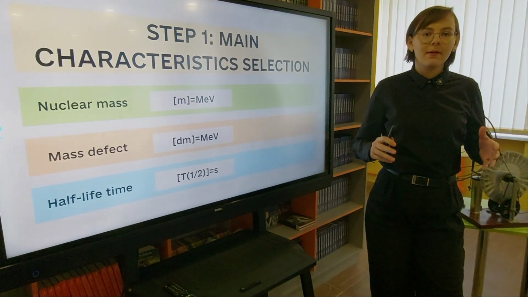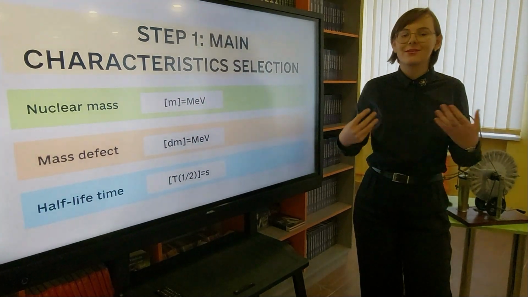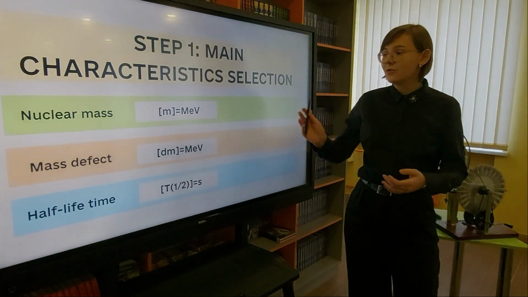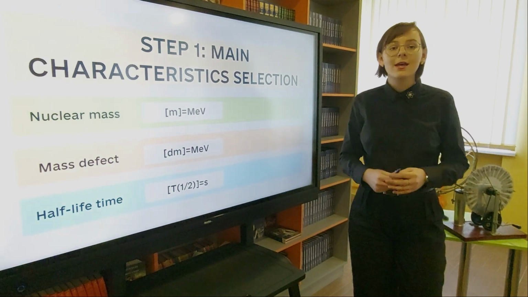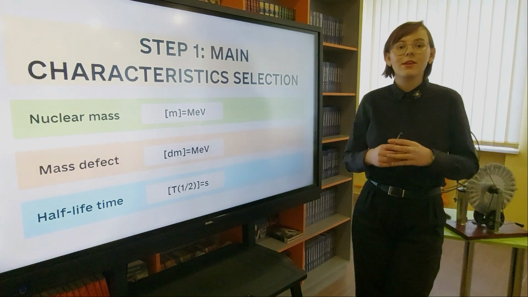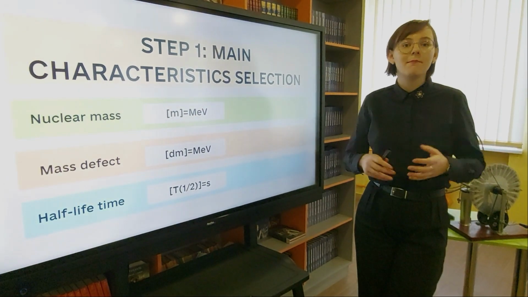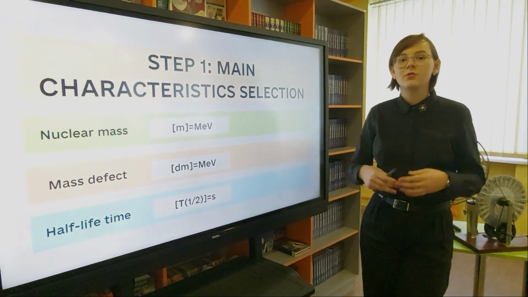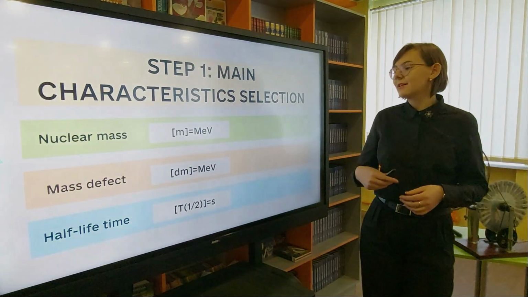And the first step of our work is the selecting of the main characteristics. We selected such characteristics as nuclear mass, mass defect, and half-life time. These characteristics are so important because knowing their values makes it possible to know the amount of energy and the decay time to obtain the most important parameters for practical applications.